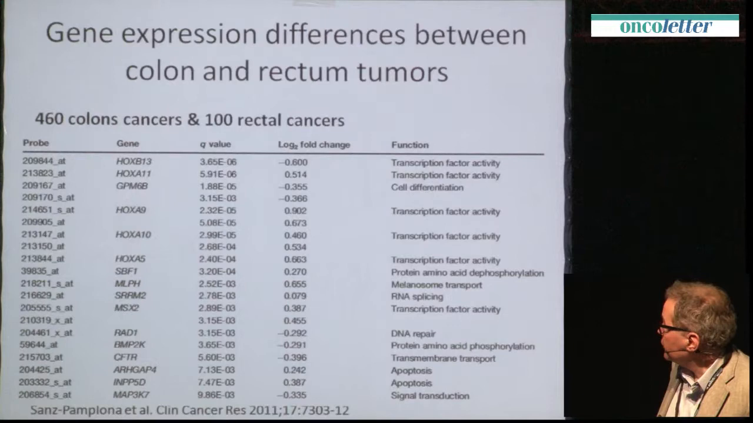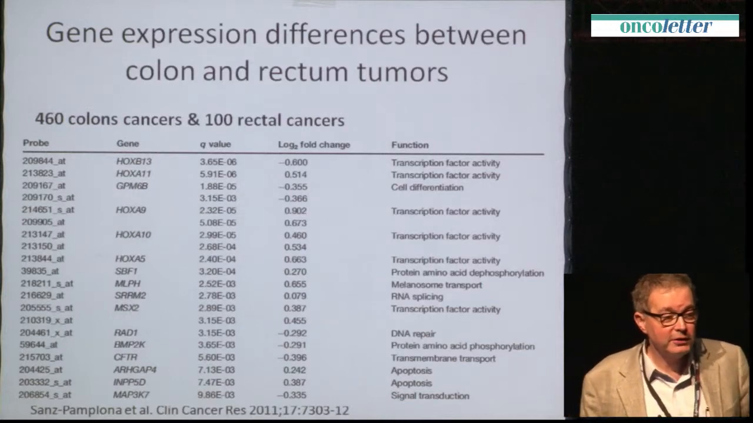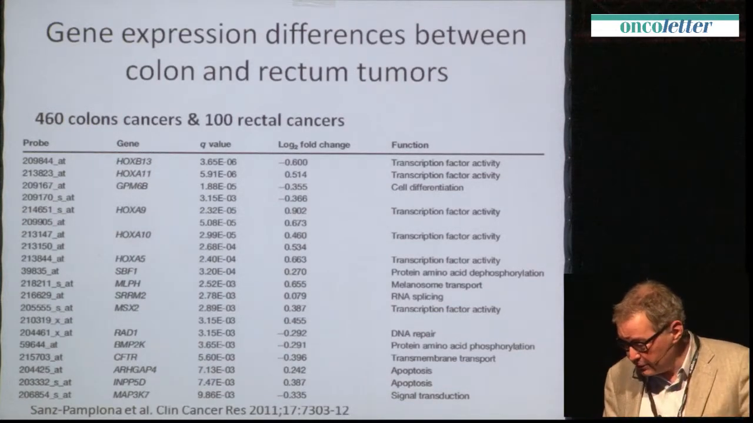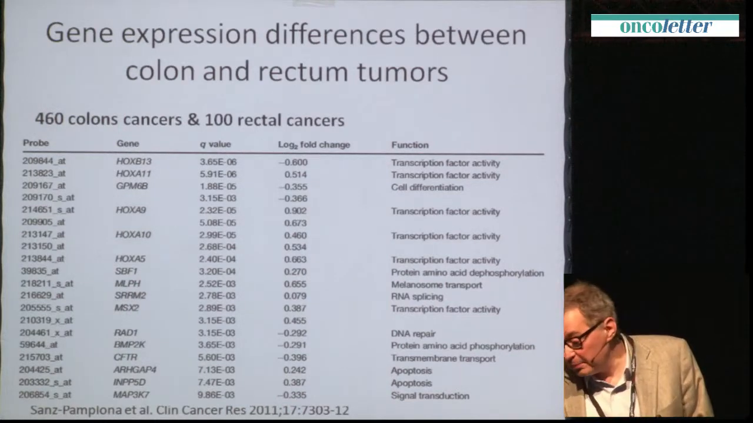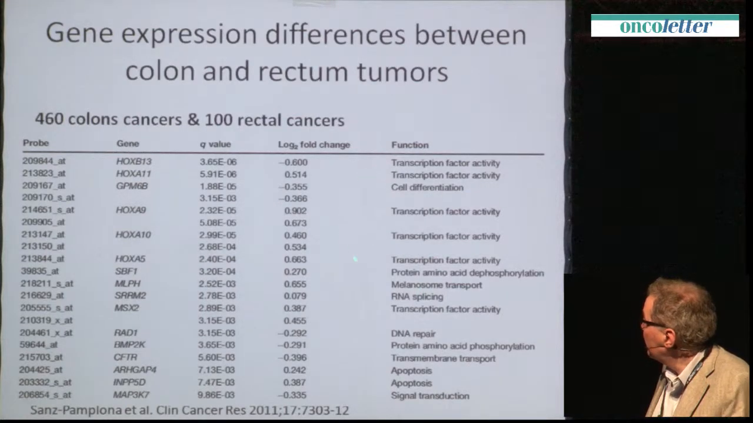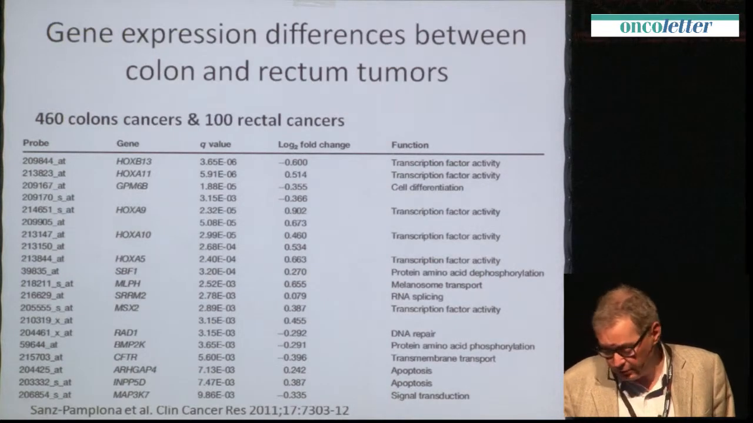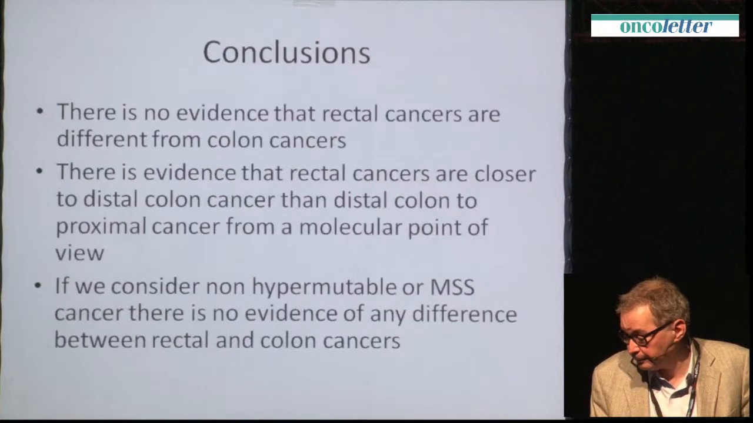So this is a list of genes. I have no clear conclusion to give from this table. Maybe you can find your favorite genes, but for me, there is no clear explanation behind this list of genes. As you can see, there are mainly transcription factors that are differentially expressed between colon and rectal tumors.